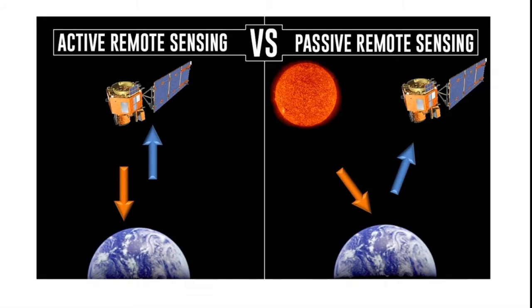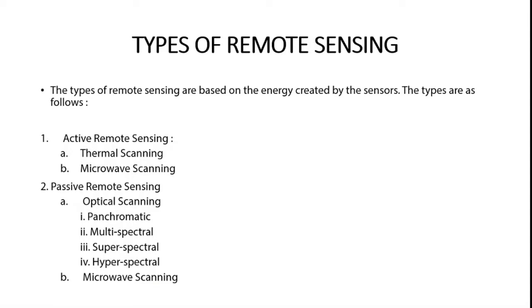Hello friends, this is our third lecture, which is based on types of remote sensing, that is active remote sensing and passive remote sensing. The types of remote sensing are based on the energy created by the sensors. That is, there are platforms on which the sensors are placed and they create energy that may be self created, or it may take the help of the sun to create the energy. So the types are based on that energy.